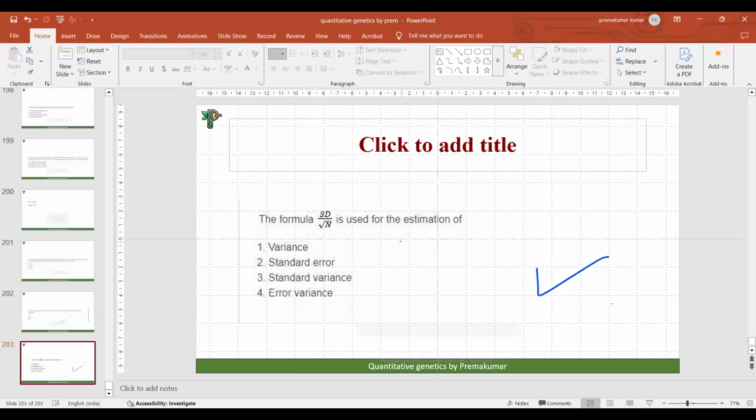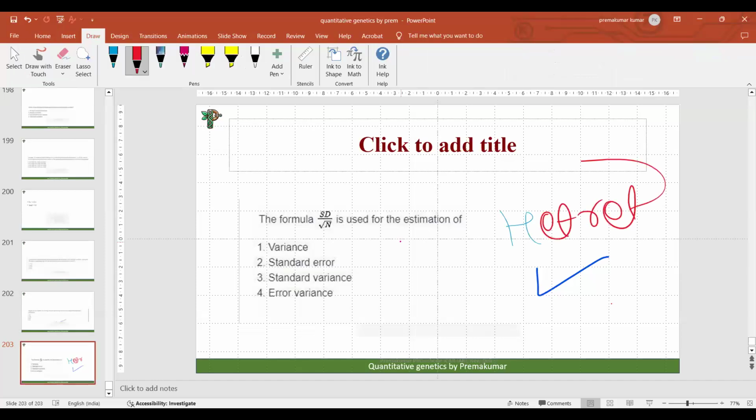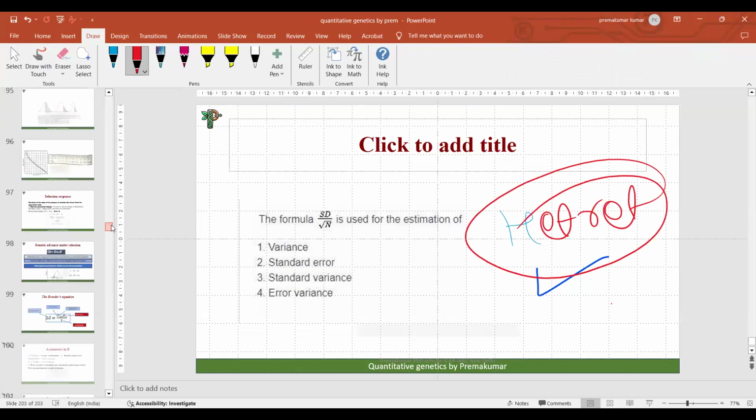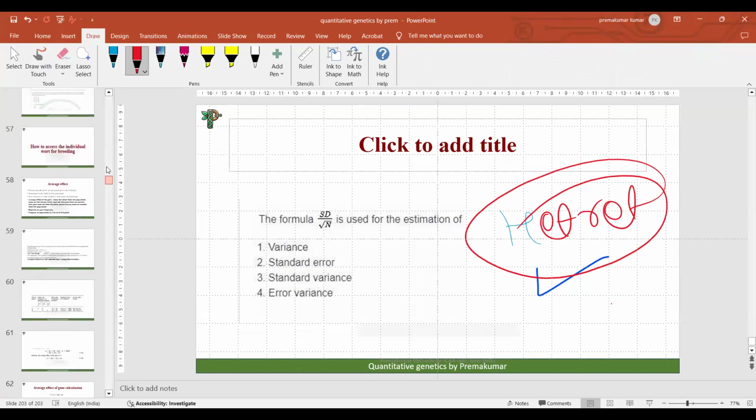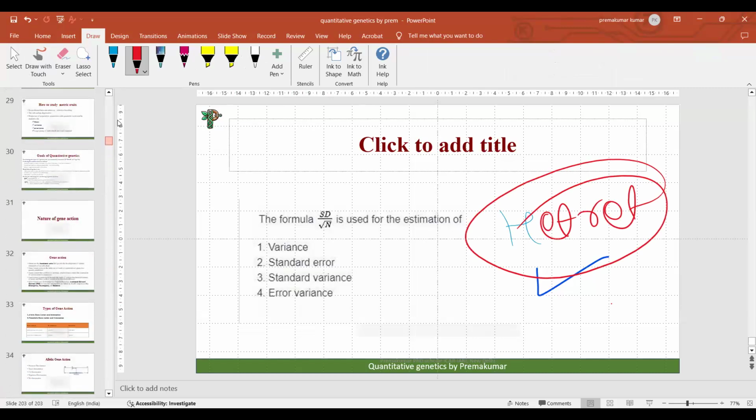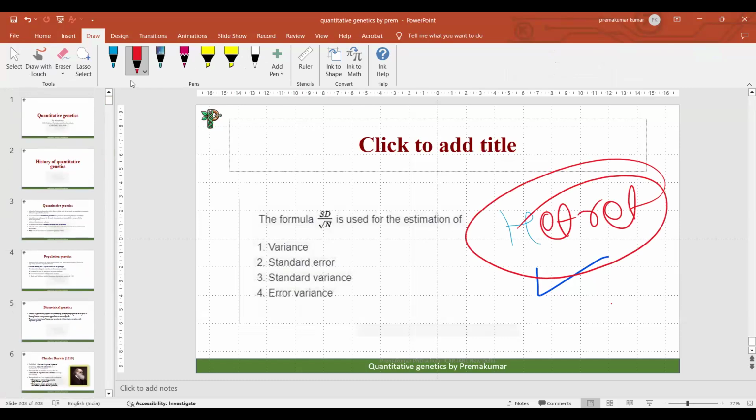By this I have completed everything except biometry of heterosis. I covered almost all the topics of quantitative genetics. Unfortunately no one is present. I expected a lot of doubts and clarifications, but no one is there. Still, I finished most of the quantitative genetics chapters.